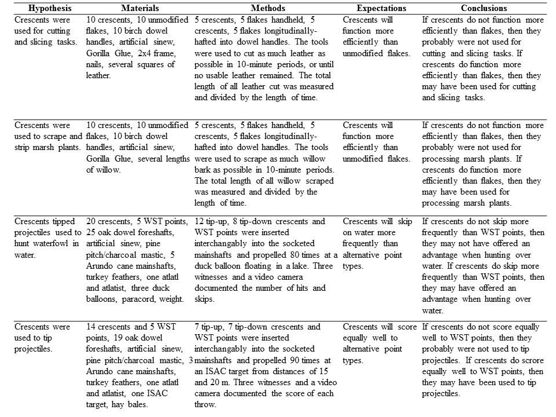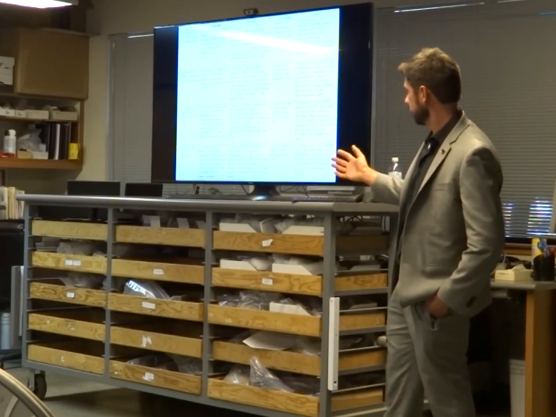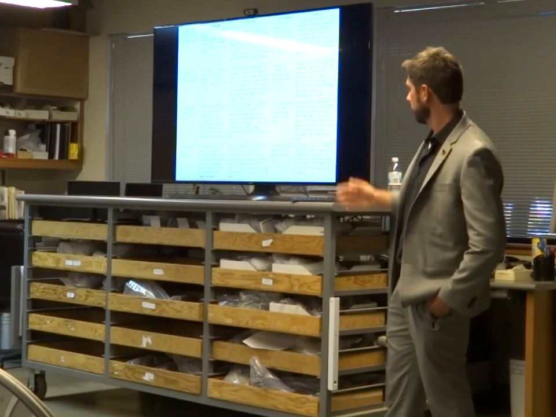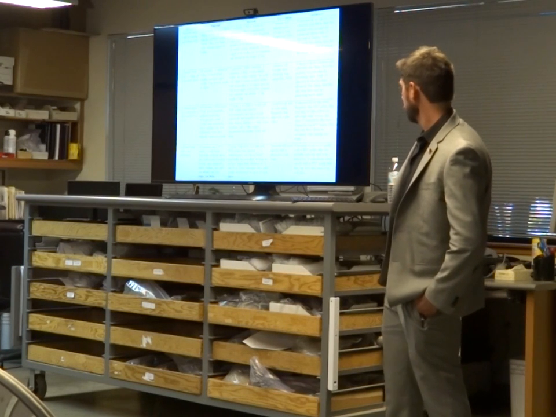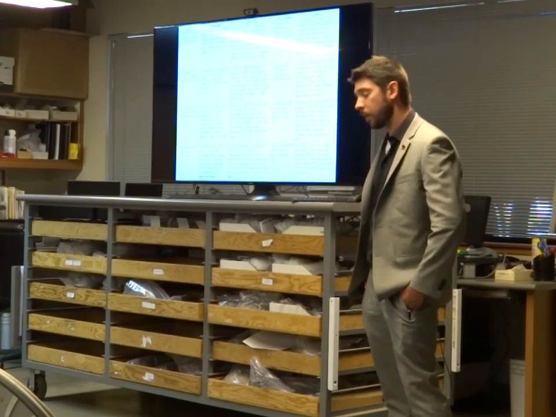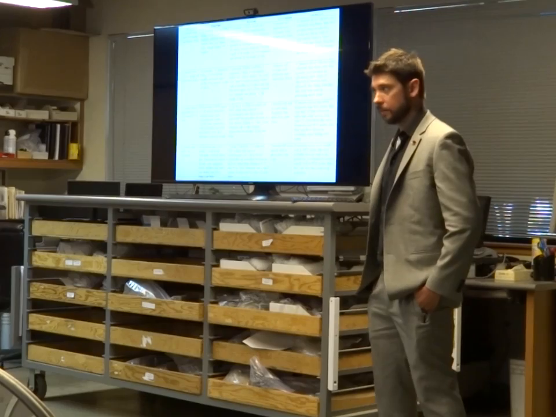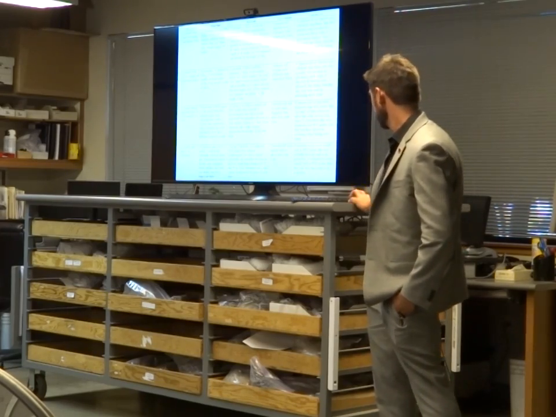If crescents were used as projectiles to hunt waterfowl in water, I expected a functional advantage such as skipping. So if they skip more frequently than an alternative point type, then they may have offered a functional advantage, and if they don't, then they may not have. And finally, if crescents were used to tip projectiles, then I expect them to score equally well to alternative point types. If they do not score equally well to western stem points, then they probably were not used to tip projectiles, and if they do, then they may have been.